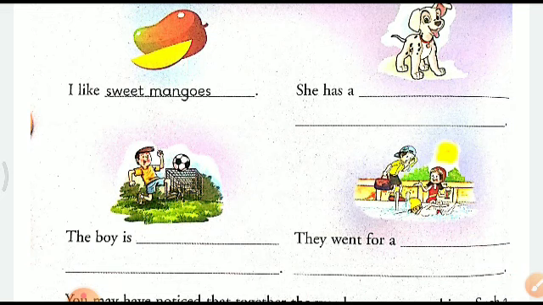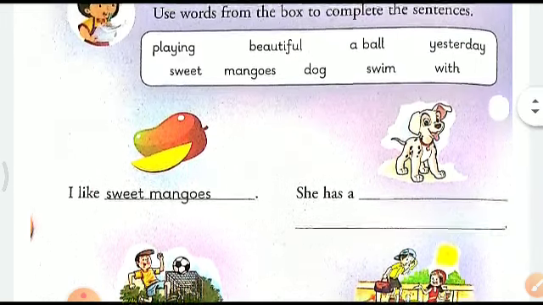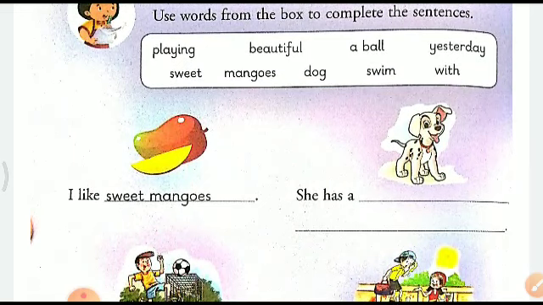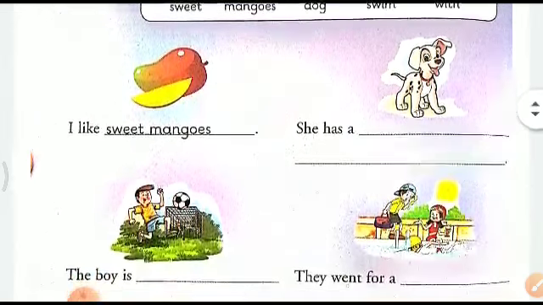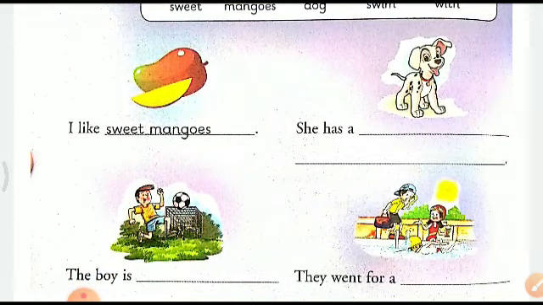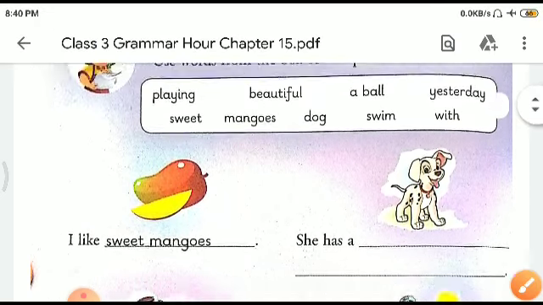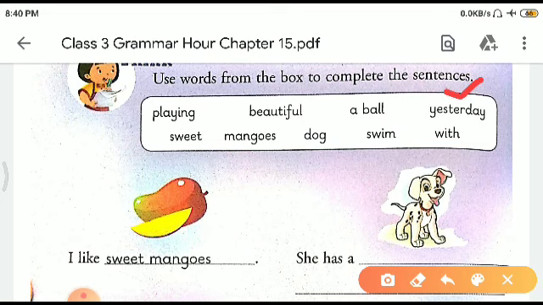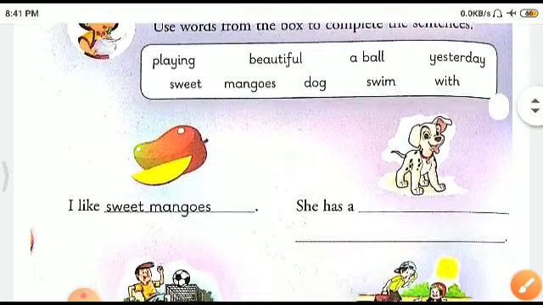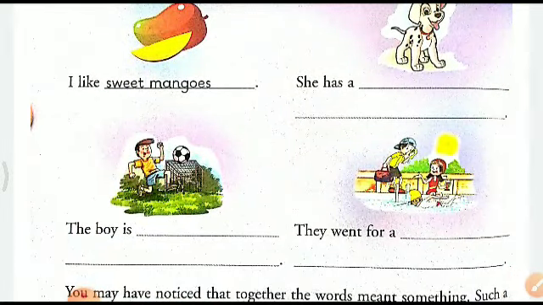The last one: they went for a, and see the girl is in a swimming costume, right? So here we will be using swim, and the word "went" is there. That means it's in past tense, right? So we will be using yesterday. For the fourth one, we are using these two words, yesterday and swim, right? So it will become: they went for a swim yesterday, right? They went for a swim yesterday.